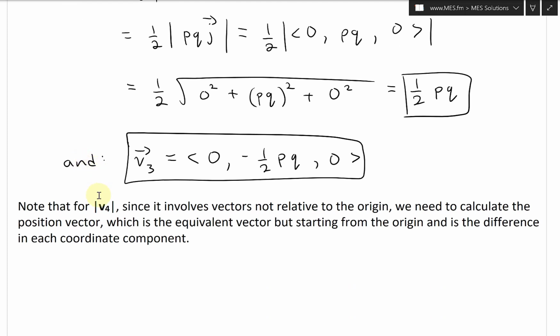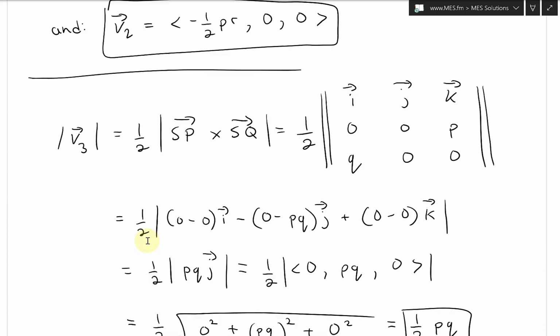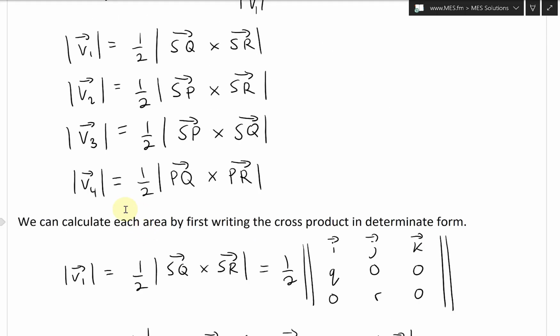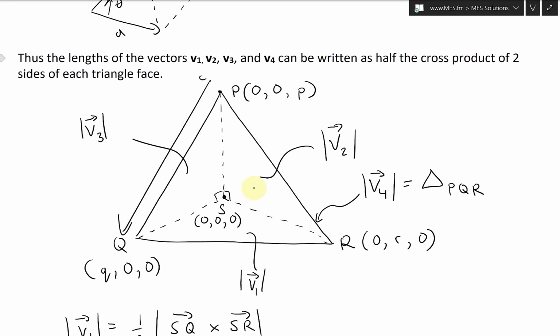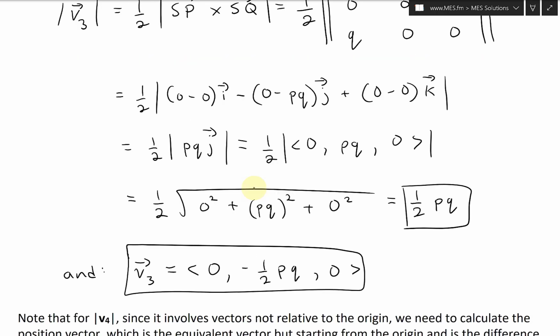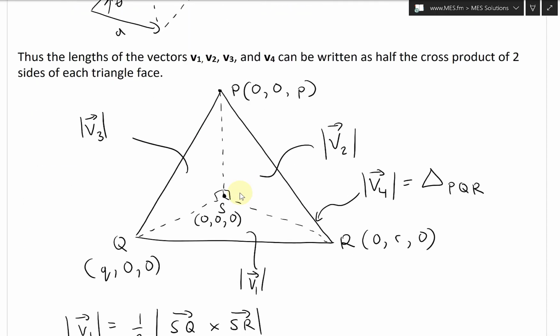All right, and now note that for the length of V4, put a bold here. This one, since it involves vectors not relative to the origin, we need to calculate the position vector, which is again the equivalent vector but starting from the origin and is the difference in each coordinate component. So it's going back here. So this is going to be V4's 1/2 PQ PR. So PQ PR is like this, and then PR is like this. So notice that none of these are starting from the origin, whereas all the other ones we had were starting from that origin. Okay, it's jumping up over here. Put a dot. So all the other ones were starting from the origin.